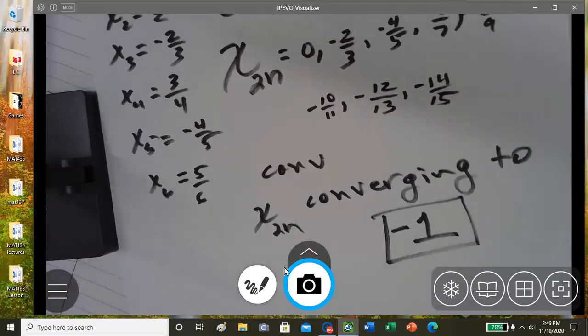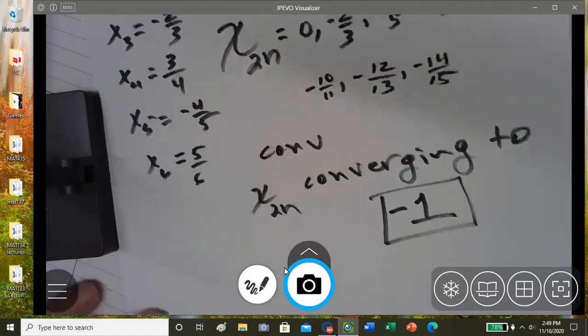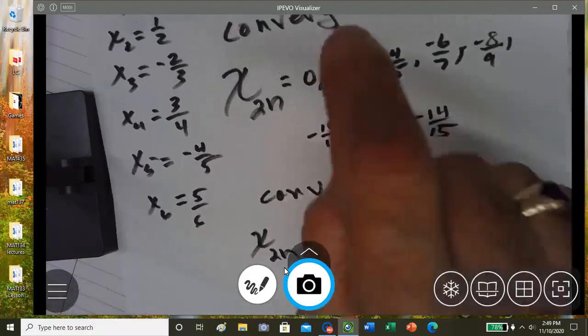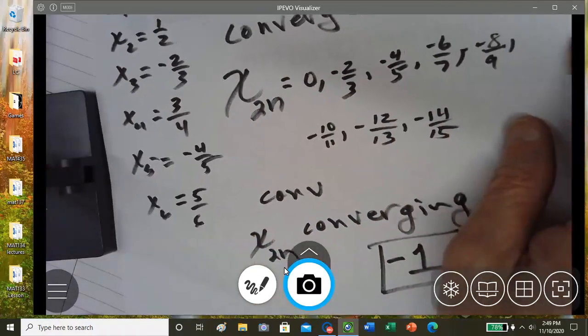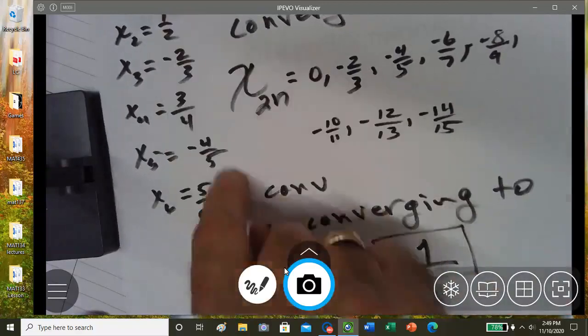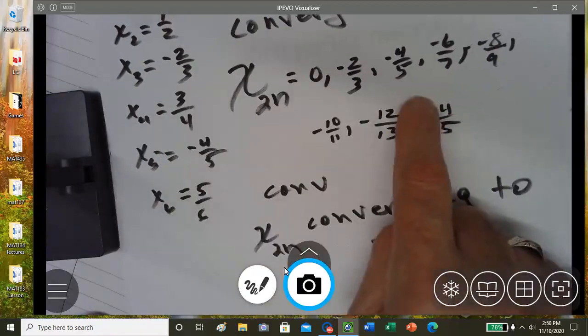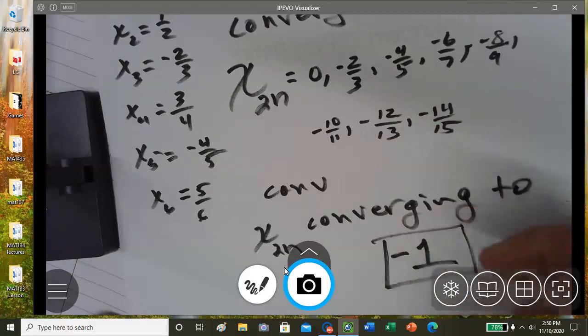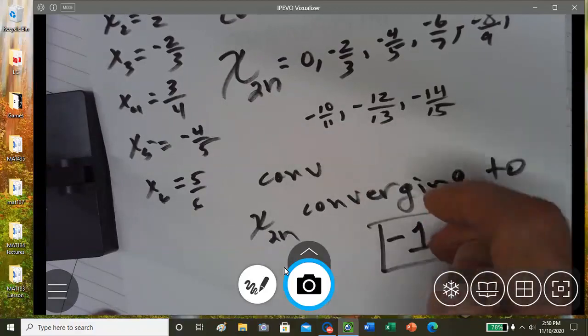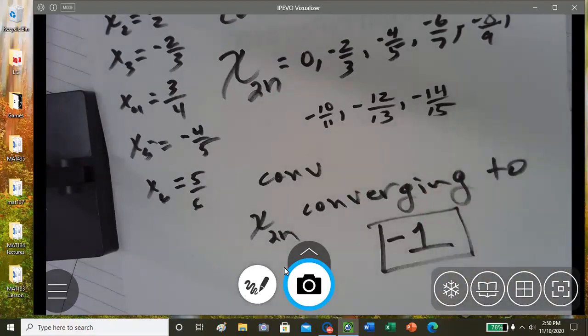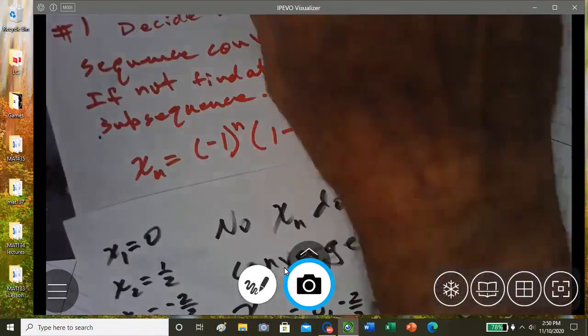Okay, so that is our answer. So even though we were not able to get the original sequence to converge, the Bolzano-Weierstrass theorem held for us that the subsequence did converge, and we only need one of them. We didn't have to do the positive numbers. We could just do the negative, and it converged to negative 1. And so we're done. And that concludes this video.